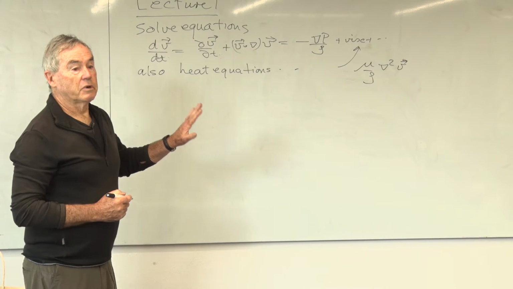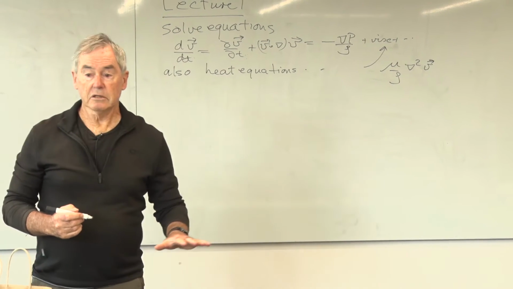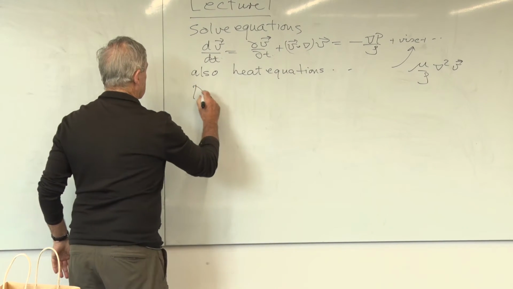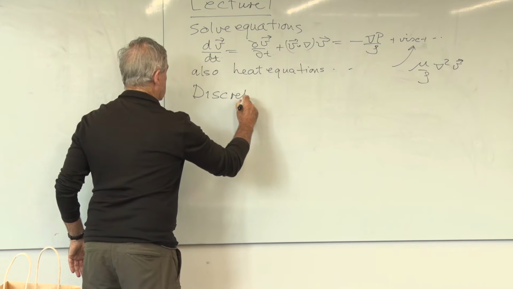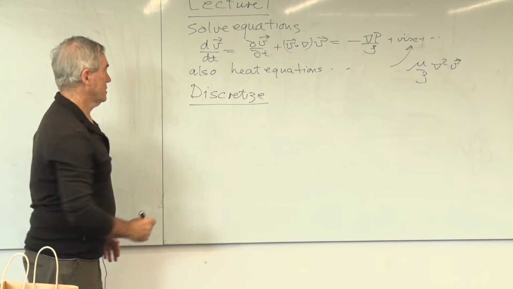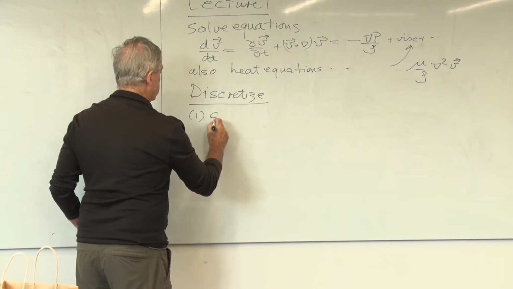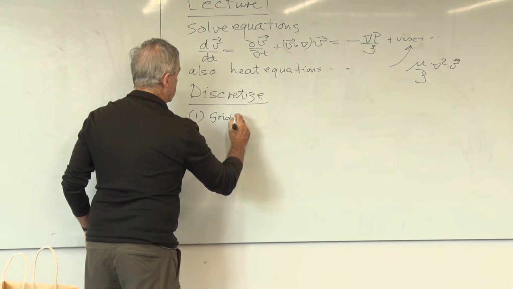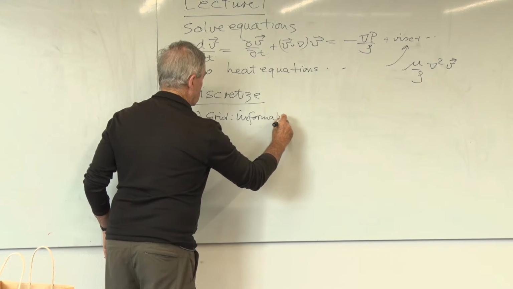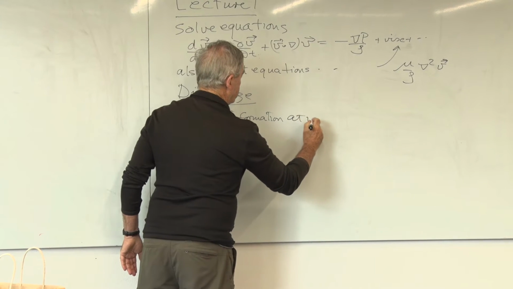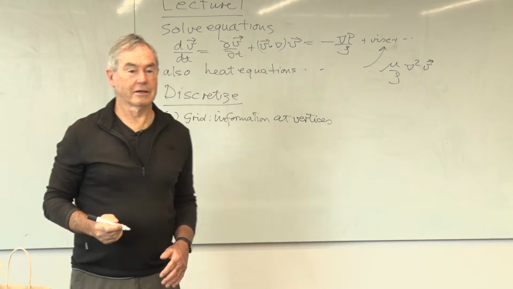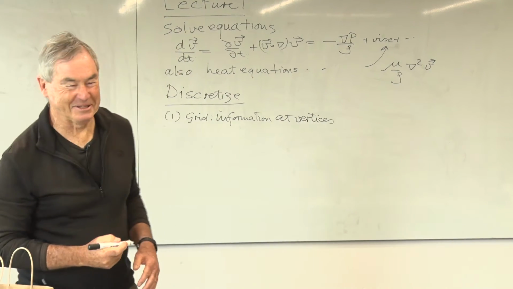Now, we can't deal with an infinite amount of information, so our plan is to discretize. So let's just talk about that. There are many ways of discretizing a system. One, with a grid and information at the vertices of the grid. Great thing about lecturing is that you don't have to write everything down. You can use words also.